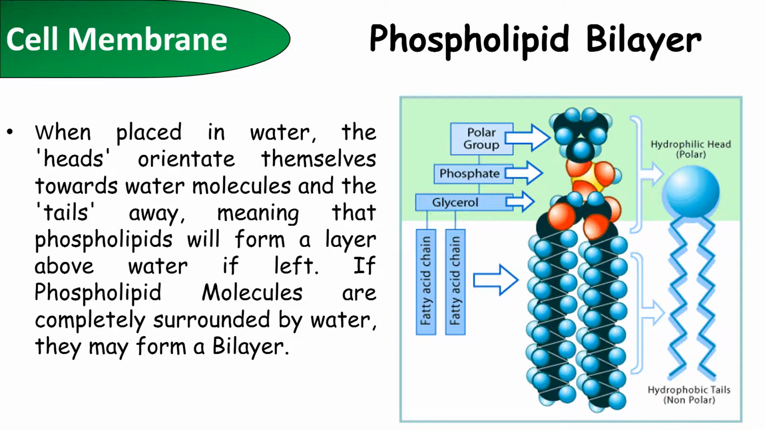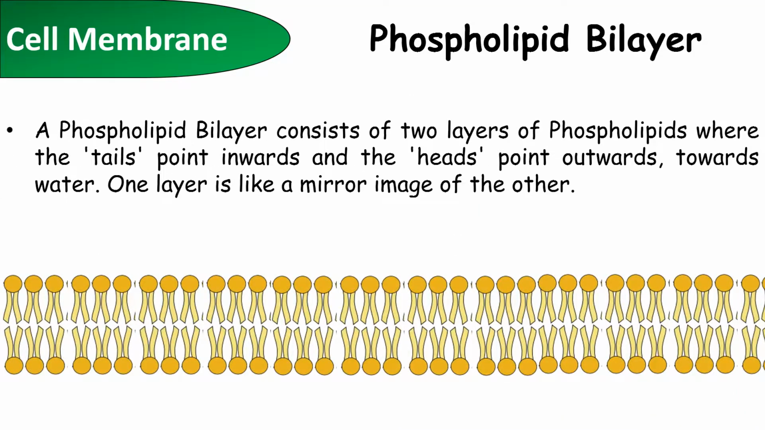If phospholipid molecules are completely surrounded by water, they may form a bilayer. A phospholipid bilayer consists of two layers of phospholipids where the tails point inwards and the heads point outwards towards the water. One layer is a mirror image of the other.